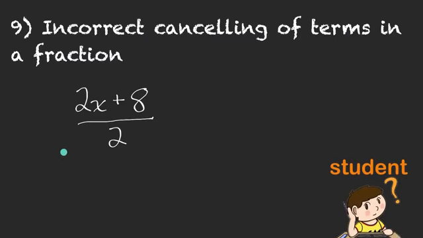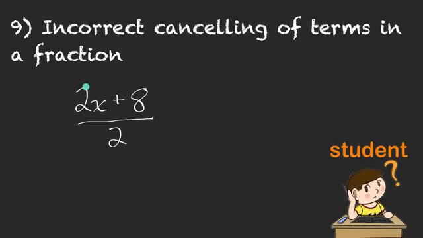Oh, I love it when stuff cancels out in questions. This one's easy. I got a 2 in the numerator, a 2 in the denominator. Anything divided by itself cancels out, right? So all I'm left with is x plus 8. Easy.